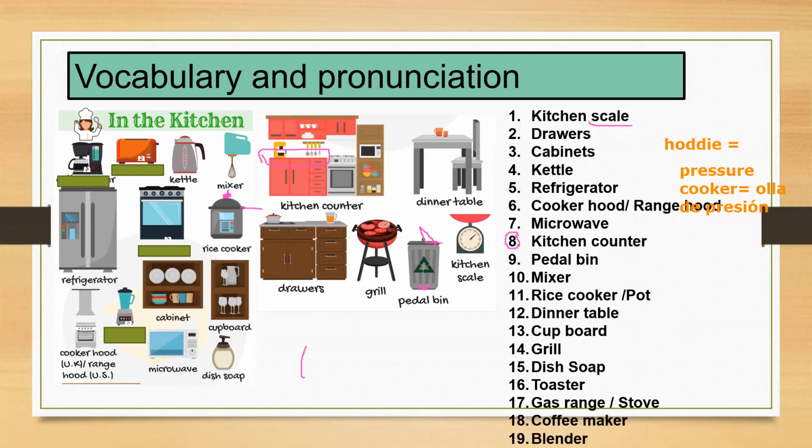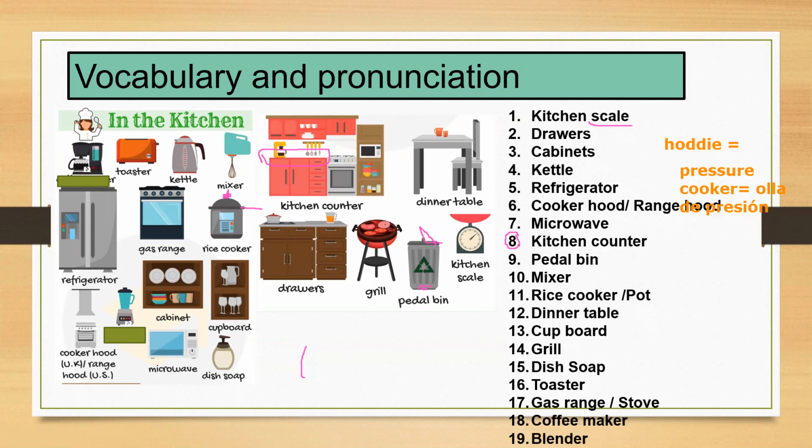Okay. The toaster. Where is it, the toaster? Next to the kettle. Very good, next to the kettle. And gas range or stove. Next to the rice cooker. Very good. Next to the rice cooker.